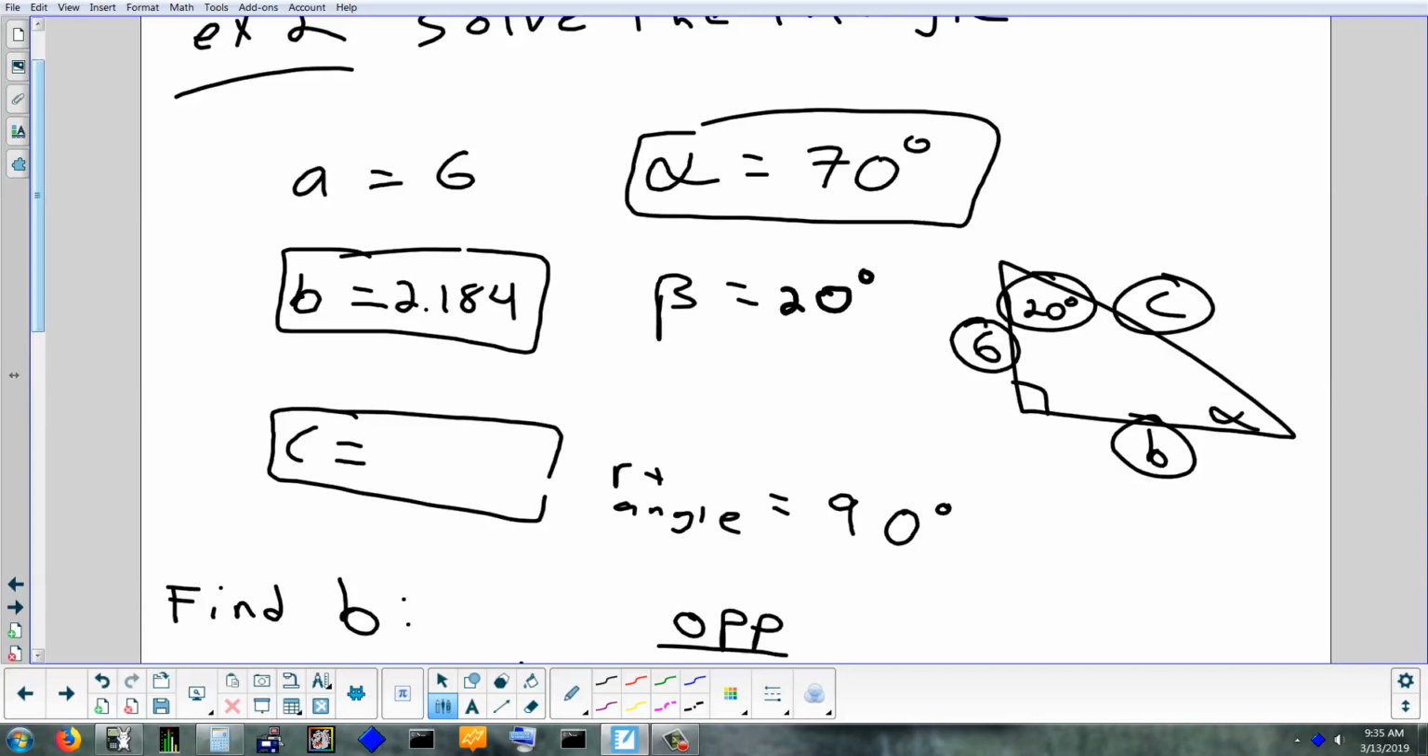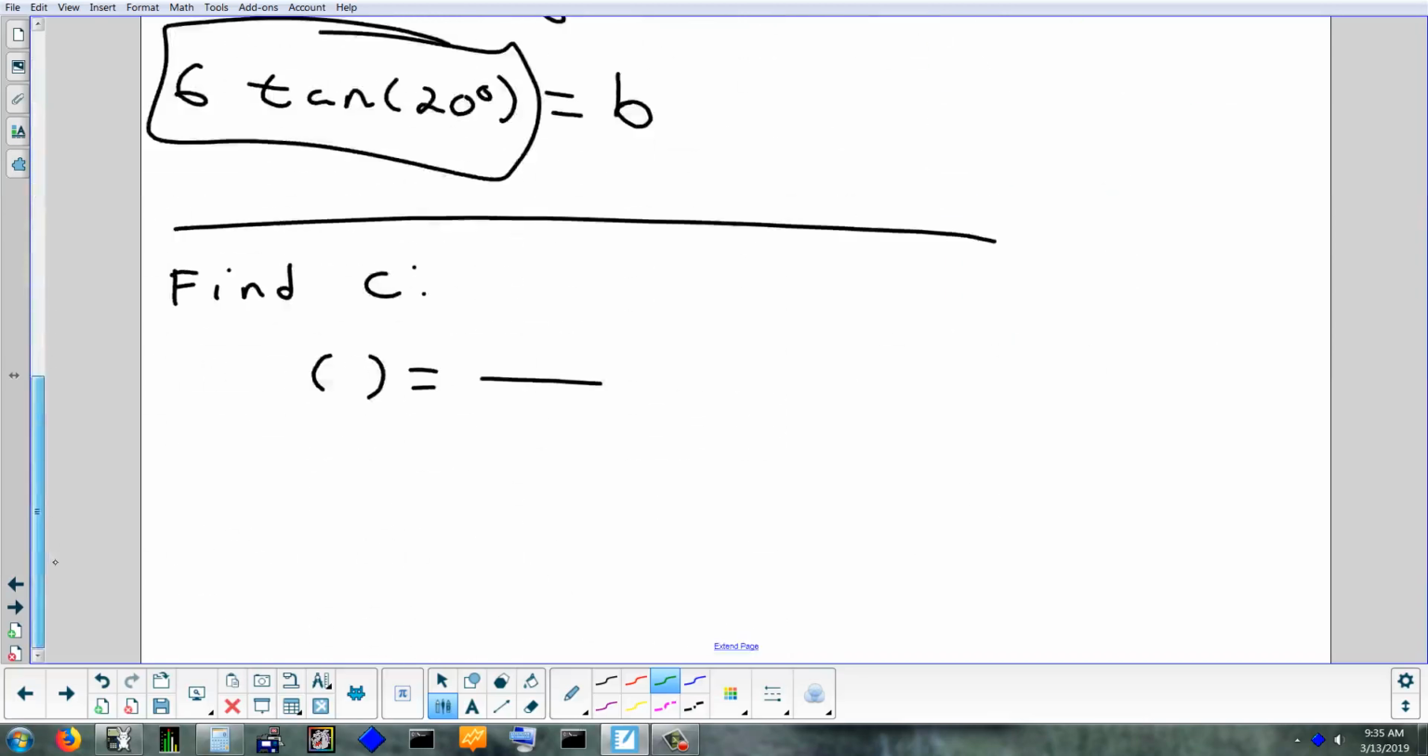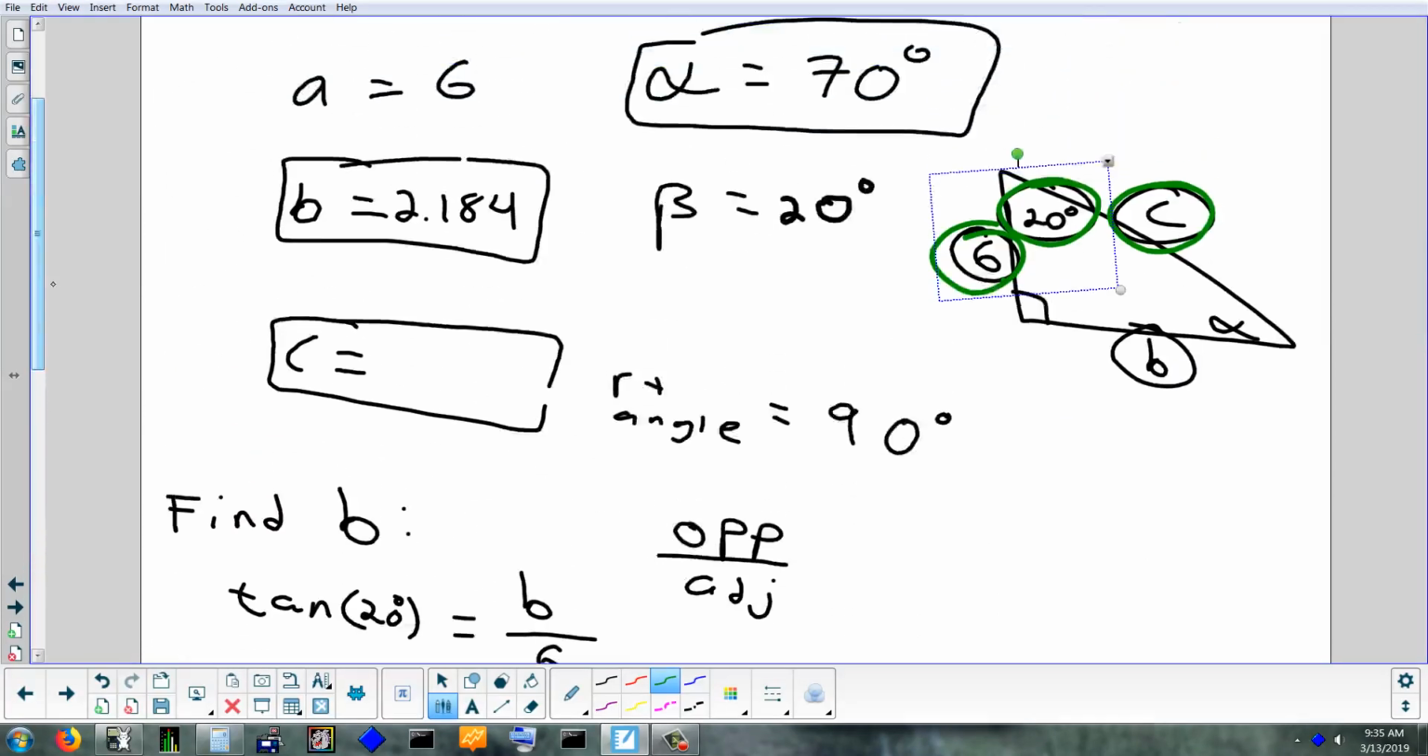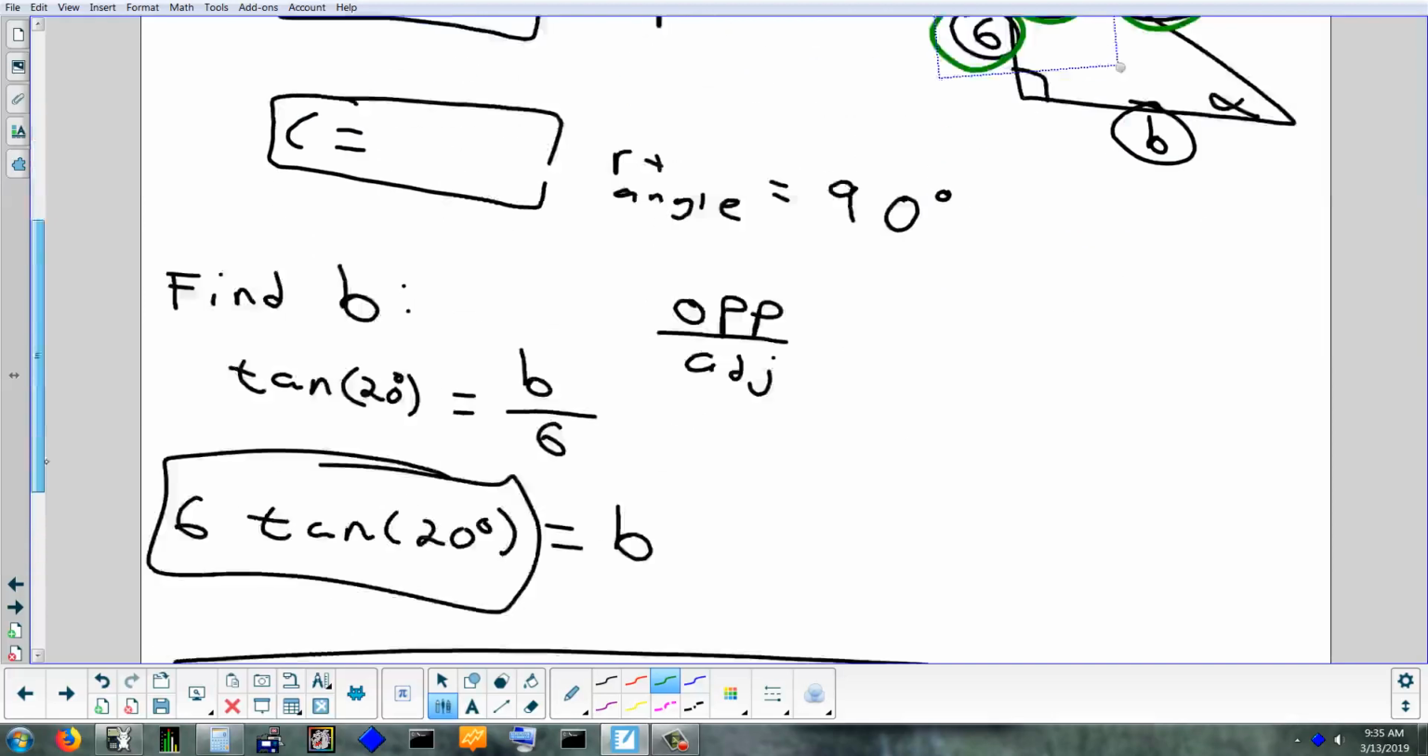A, B. Yeah. So the 6, which was A, and the B. So what side am I going to solve for now? C. C, and that's the hypotenuse, exactly. So we need a trig function that has hypotenuse, and we want to still stick with the one that's given. So 6, 20, and C. What trig function has adjacent and hypotenuse in it? Cosine. Yep. So it's going to be the cosine of 20 equals, and now fill in adjacent over hypotenuse. 6 over C.